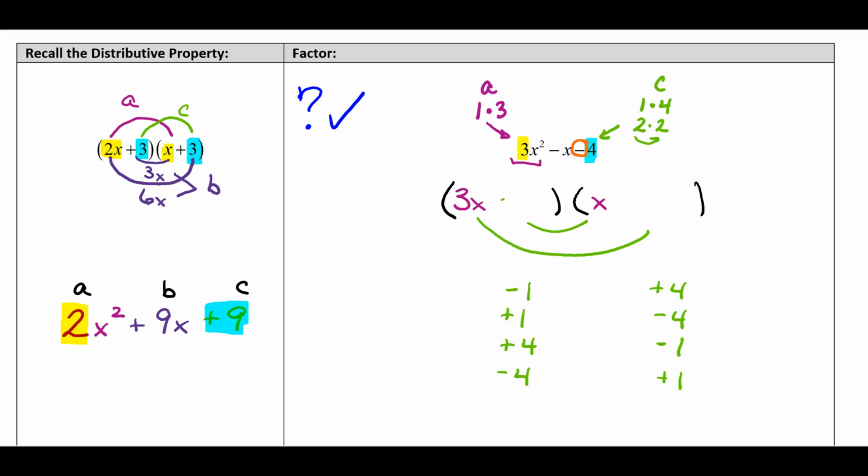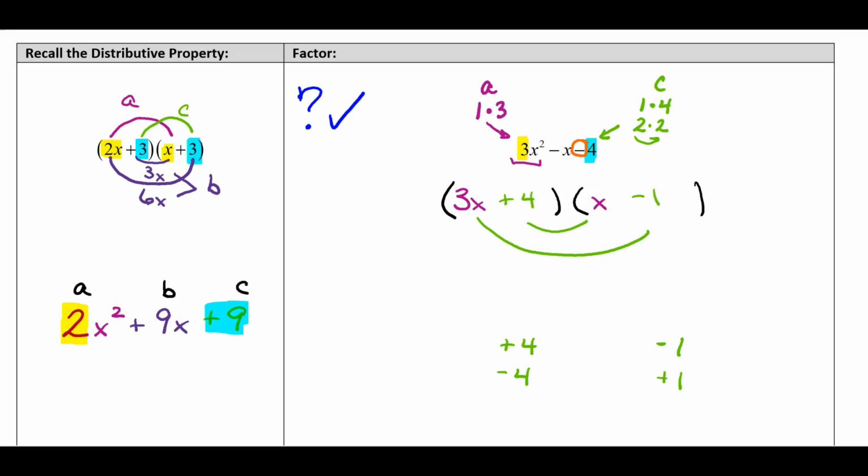Now again, if I were to try negative 1 and positive 4 here, the only thing that's going to change is my sign. So when I tried that one, I really ruled out 2 possibilities because it's just changing the sign. That's a positive 11x, so that one's out. Now I'm going to try my positive 4 and my negative 1. So I'm going to put positive 4 here and negative 1 here.